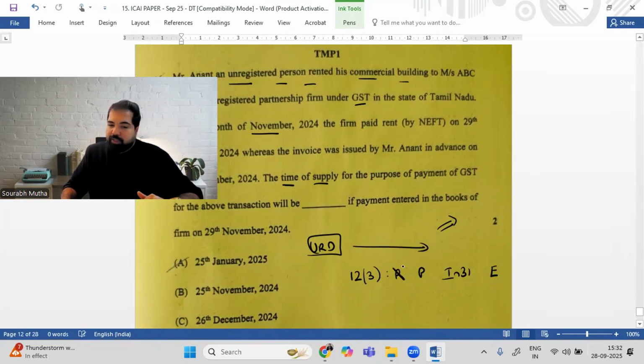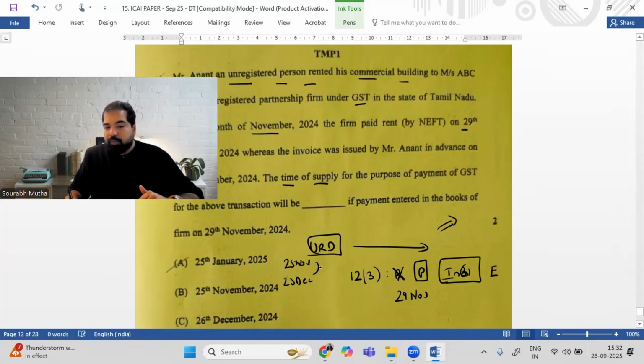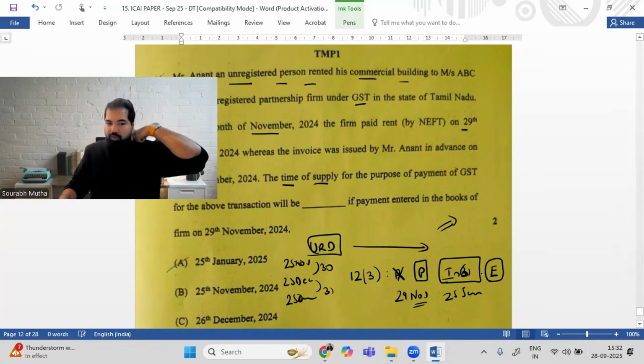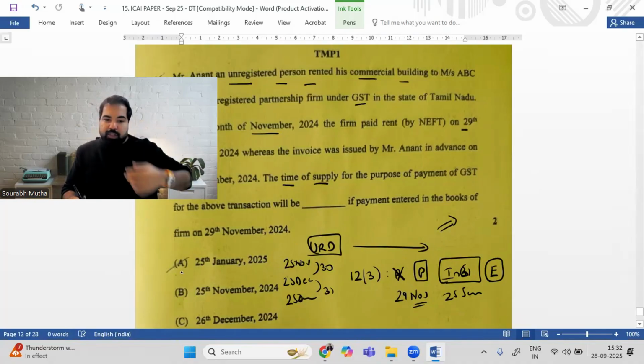First, date of receipt, but for services, we don't take date of receipt. Date of payment, and from the invoice, 61 days. So date of payment is the time of supply here. The firm paid rent on 29 November, so date of payment is 29 November. The invoice was issued by Anant in advance on 25th November, so 61 days from 25th November. Let's see. 25th November to 25th December is 30 days, and to 25th January is 31 days. So 25th January. Whichever is earlier, 29th November is earlier. If you don't have both these dates, then we will check the date of entry in the books of accounts of the recipient, because this is under RCM. So the answer is 25th January.